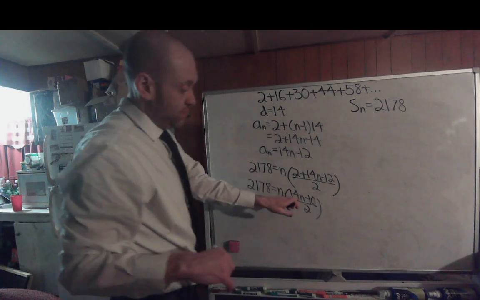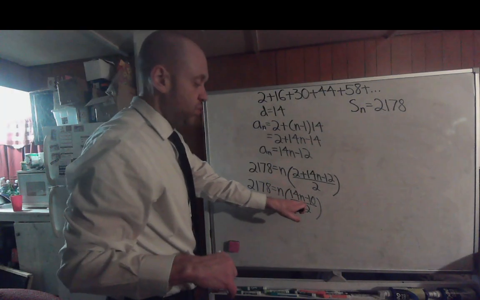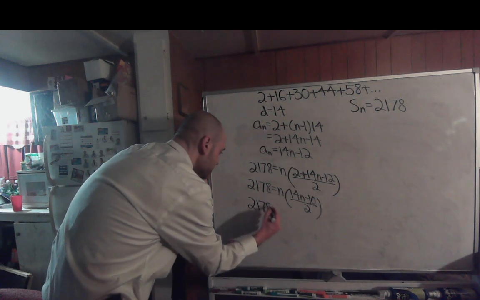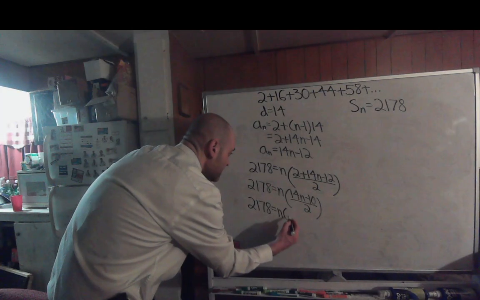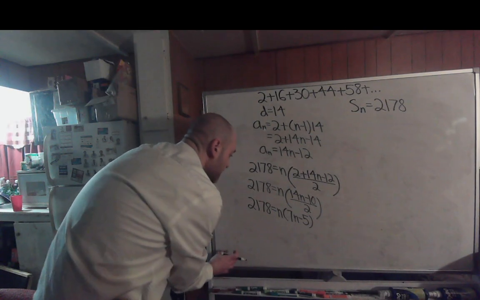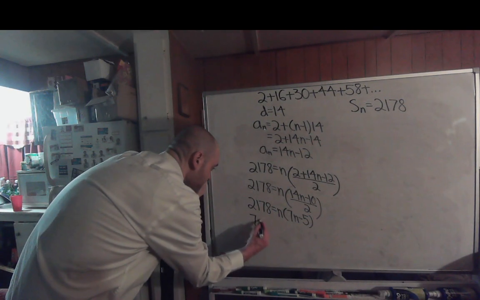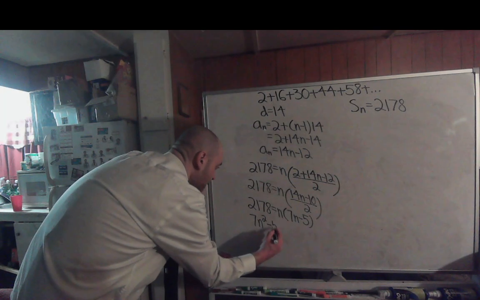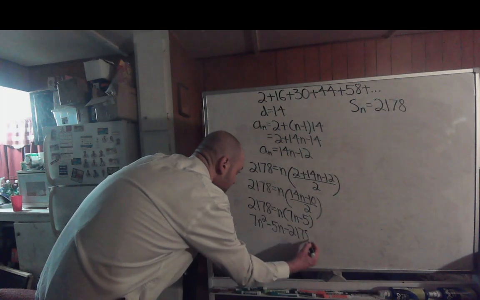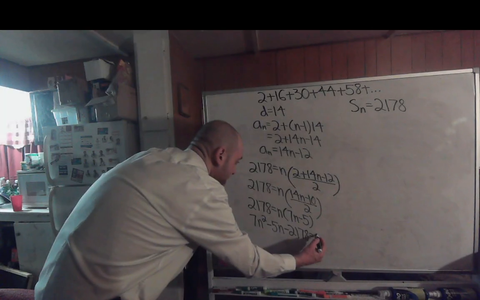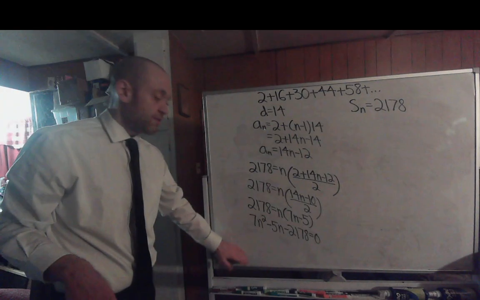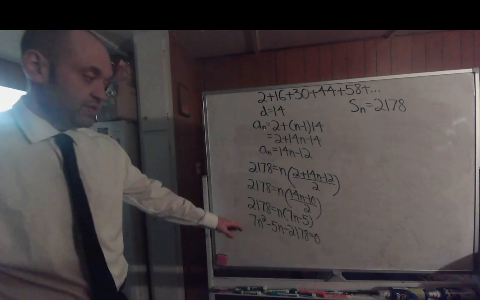Well, both terms of the numerator of this quantity both divide evenly by 2. So this means 2,178 equals n times the quantity of 7n minus 5. So this would turn into 7n squared minus 5n minus 2,178 equals 0. And I'm thinking that the quadratic formula is probably our best option at this point.